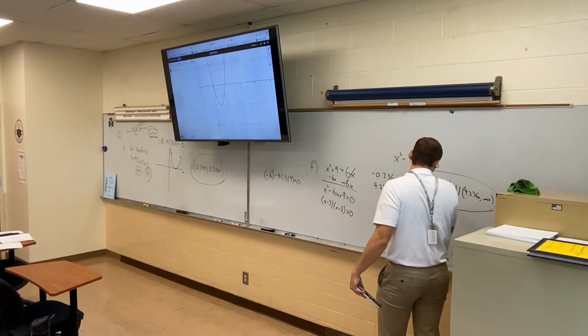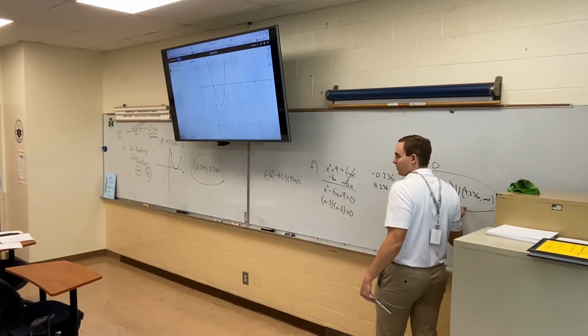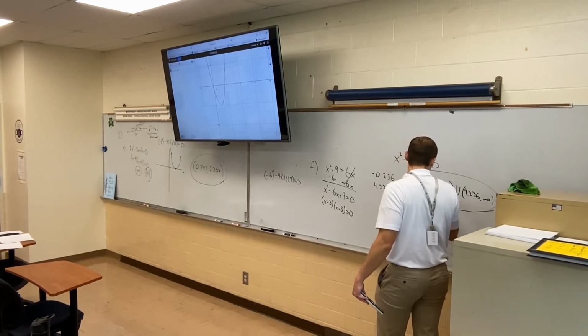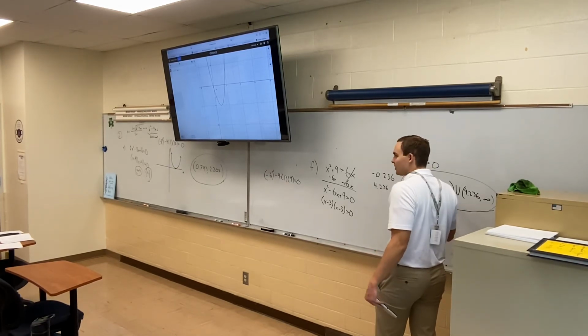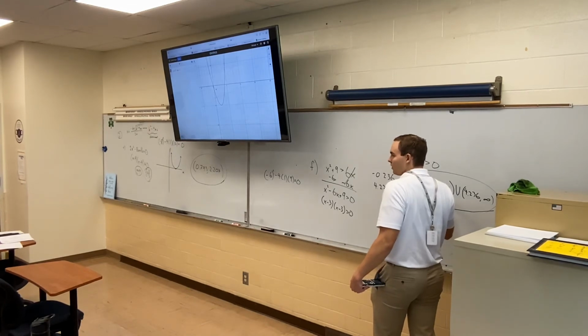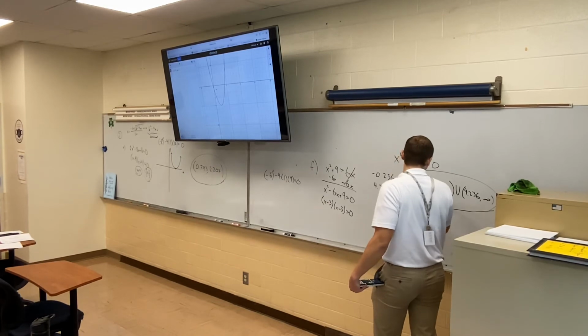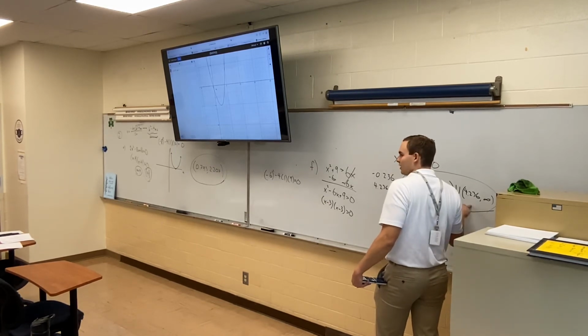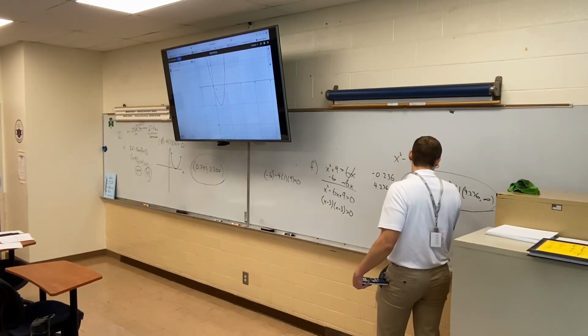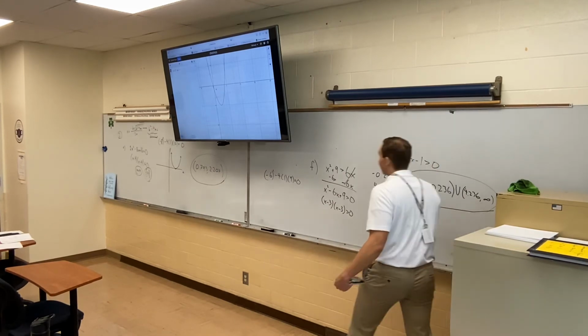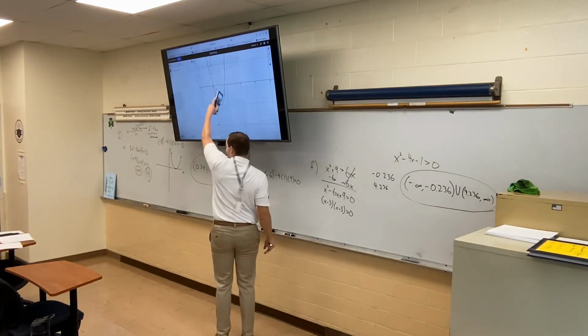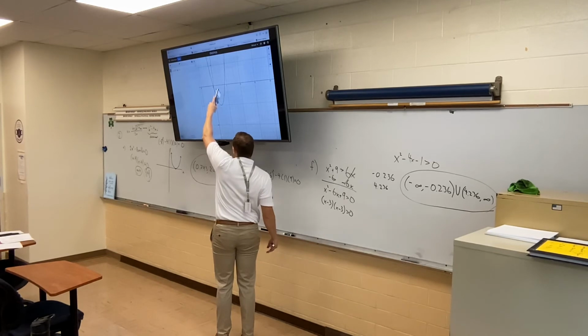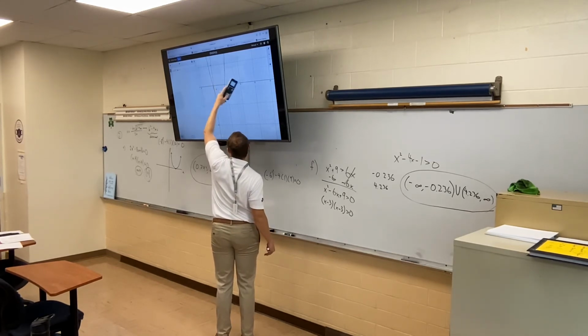Why do we have to write them as two separate intervals? They both solve my inequality. Why do we have to write them as two separate intervals? Not just because it's a greater than, but because they're not connected, right? There's numbers between negative 0.236 and 4.236 that are not in our solution region, so we can't include those. So we have to write it as two different intervals: one going from here to here and one from here to here.